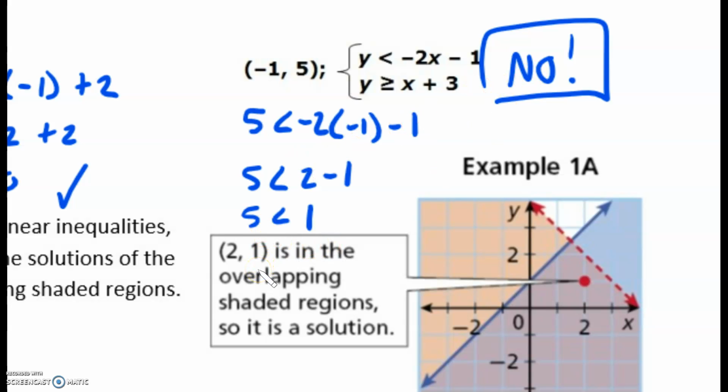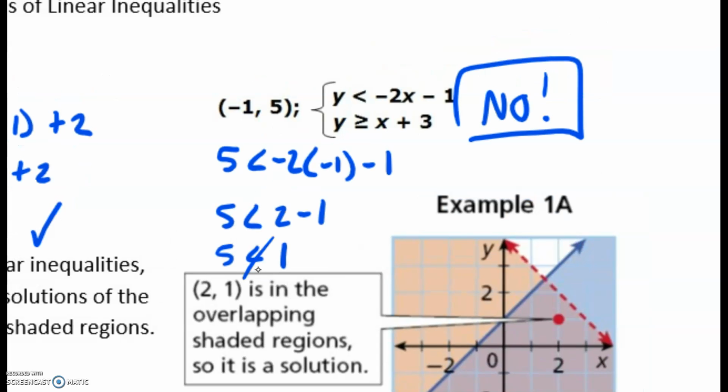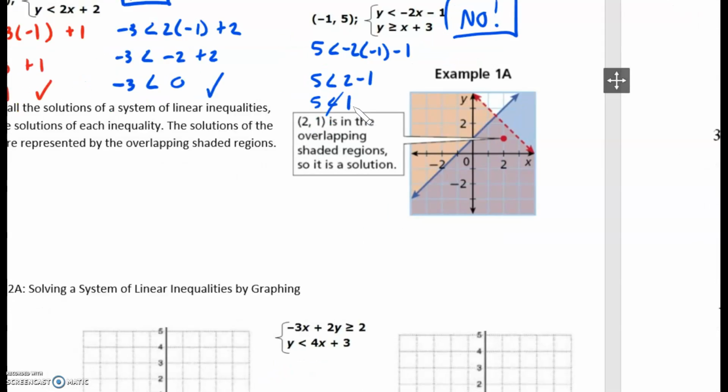5 is not less than 1. So this is a false statement, which means it's not a part of the top inequality. It could be a part of the bottom one, but there's no need to check since I'm seeing, is it a solution to the system itself? So if you get one no, then it's a for sure no in terms of the solution to the system.